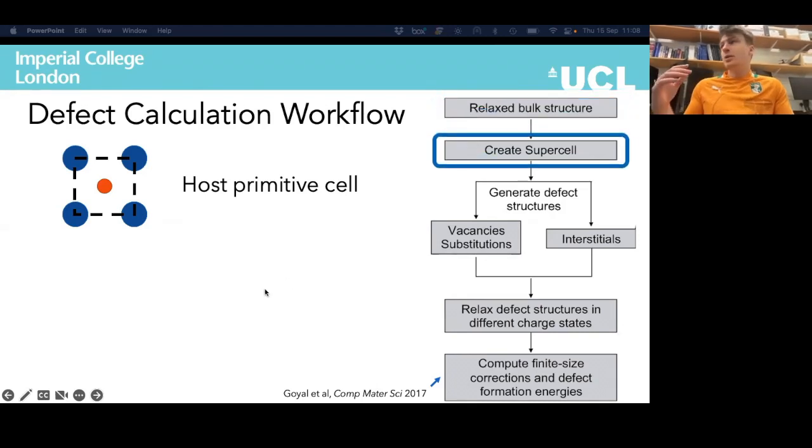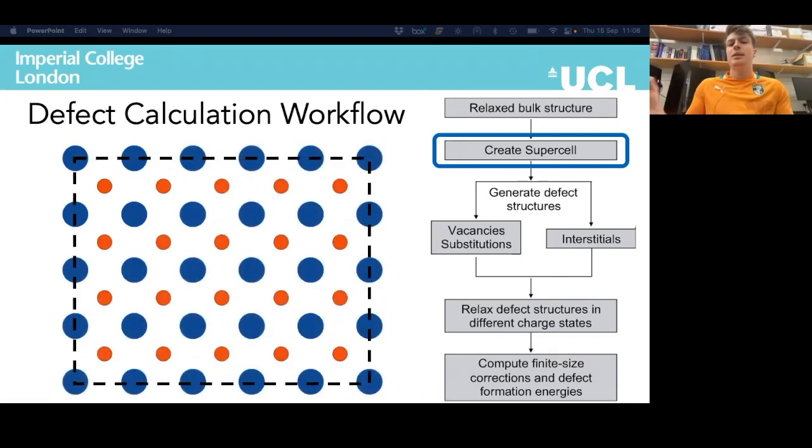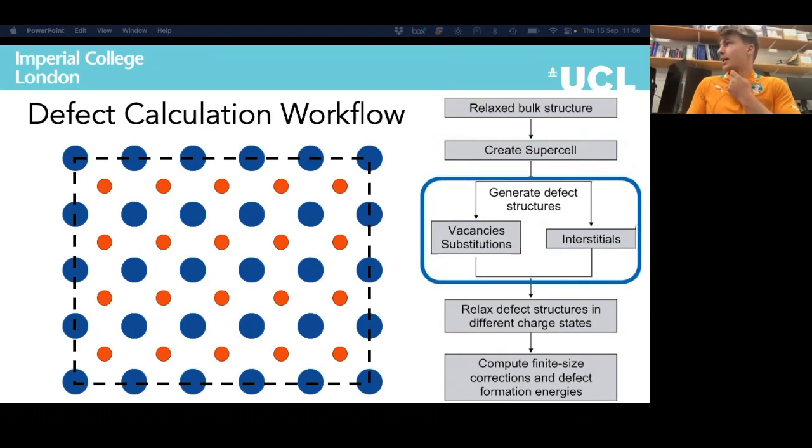From this, we then generate a supercell of the crystal, which is large enough to avoid significant defect interactions between neighboring periodic supercells. And then with this supercell as our base, we go on to generate the different defects we want to calculate. So for example, here we can make a vacancy by just removing one of the atoms in the center.